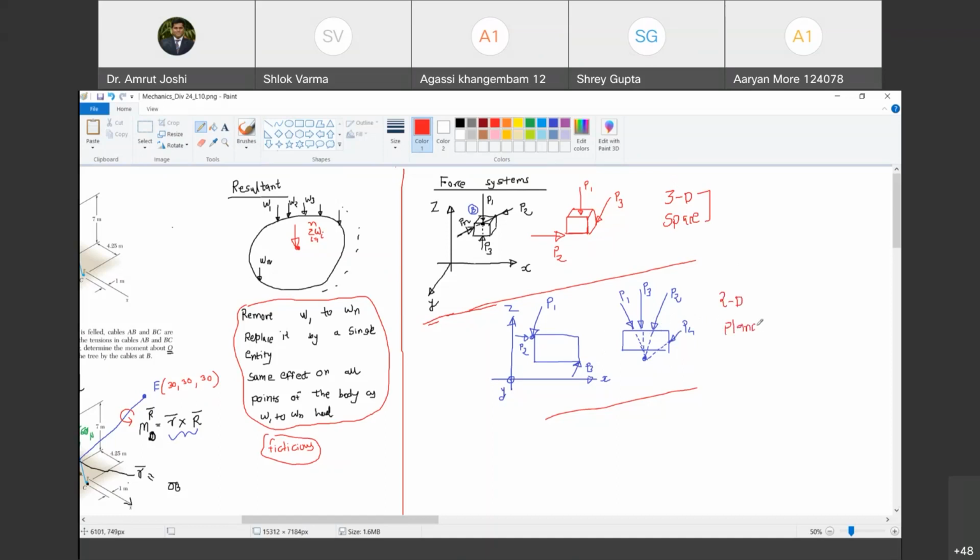Are you with me? Yes, sir. Or we also call it as coplanar force system. So whenever lines of actions of all the forces acting on a body lie in a single plane, it need not necessarily be XZ plane, XY plane, or YZ plane. Not required. If lines of actions of all the forces acting on a body lie in a single plane, then we call that system as 2D or coplanar force system. Are you with me, Agassi?